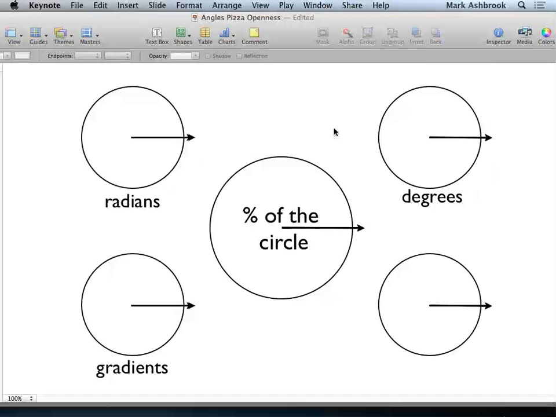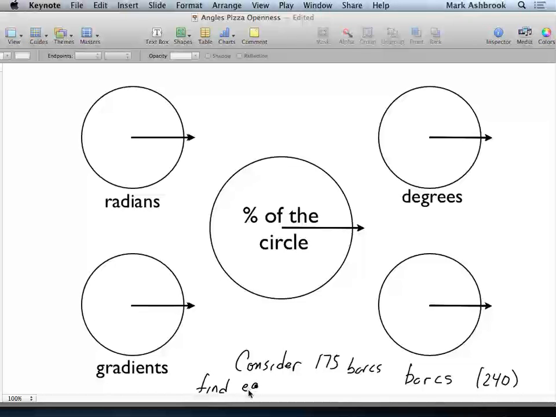Okay. So are we collecting homework? Collecting homework. And while you're doing that, I think you had a problem about barks, right? So let's make this circle down here the bark circle. If you can just, as you're handing it in, pay attention still. We're going to make the lower right circle here the bark circle. And how many barks in a full rotation? 240. Okay, so what about 175 barks? So consider an openness of 175 barks, and we want to find the equivalent number of degrees and radians.